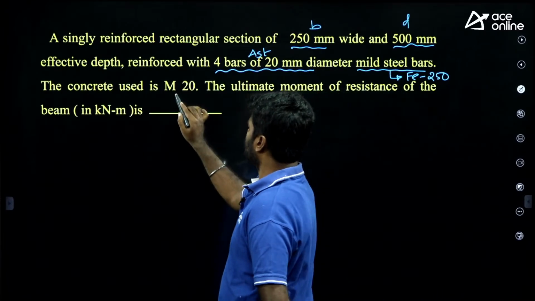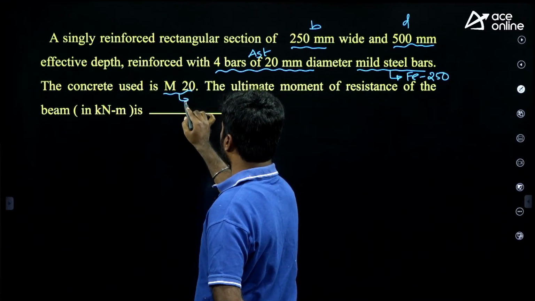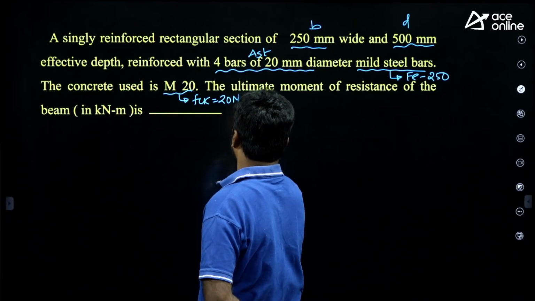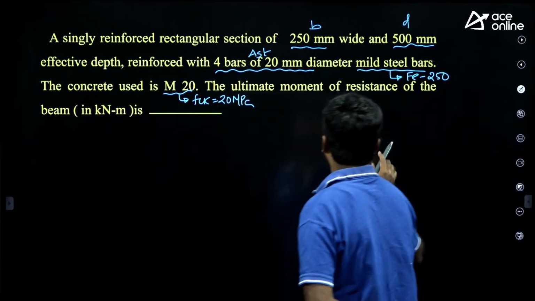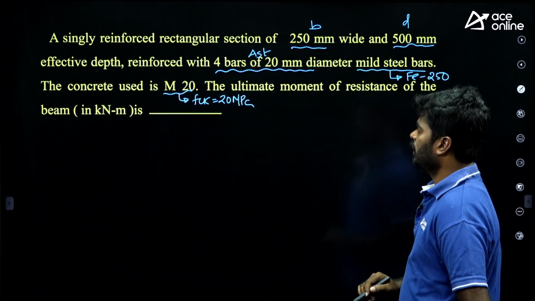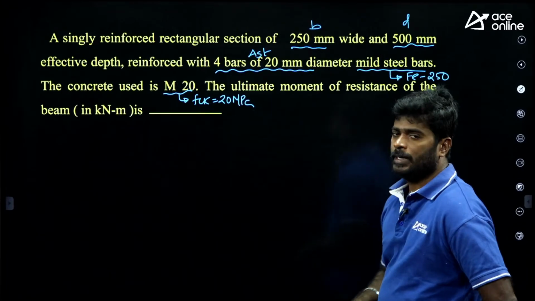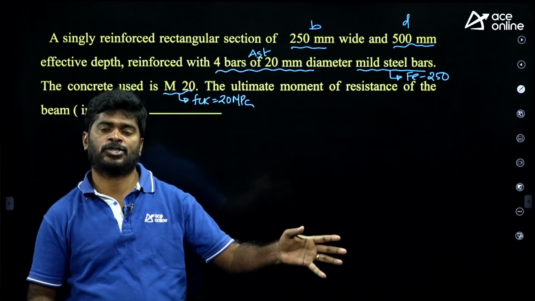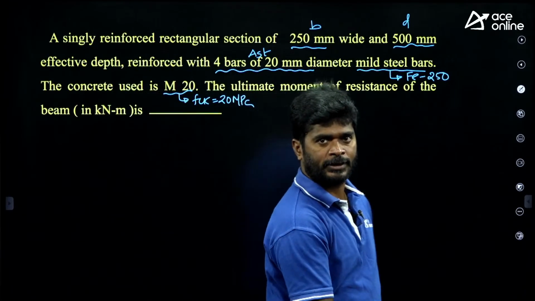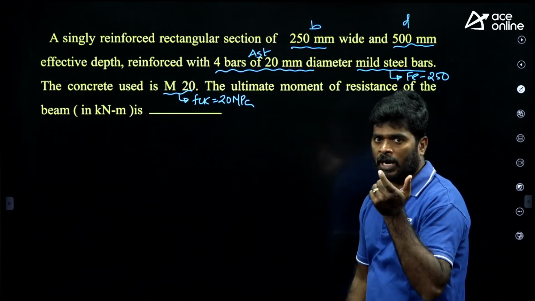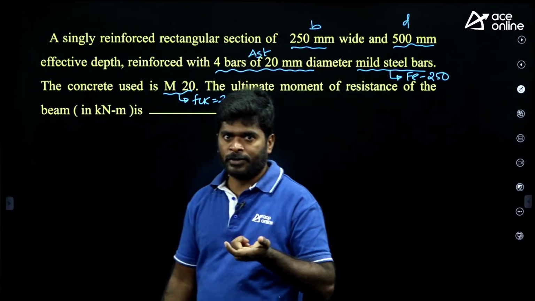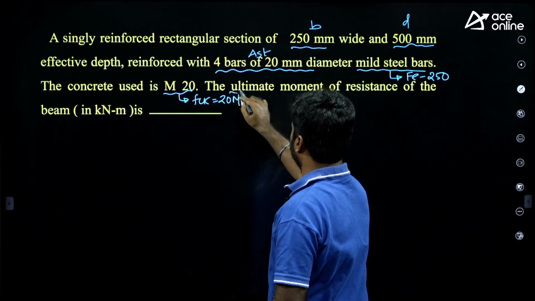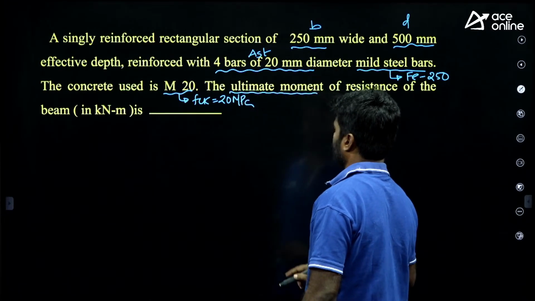The concrete used is M20. So fck equal to 20 megapascal. The ultimate moment of resistance of the beam in kilonewton meter is, in this question also they didn't mention use working stress method or use limit state method, but they used one word, ultimate. That ultimate we can take only in the limit state method. Okay, right, ultimate moment of resistance.